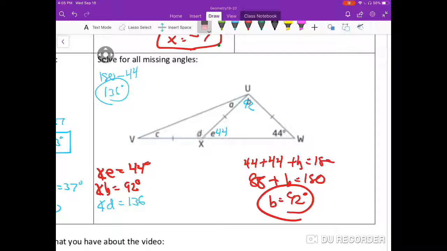So now I have 136 degrees here. That's a really bad 136. Sorry, let me fix that.